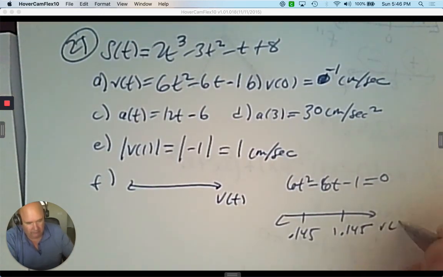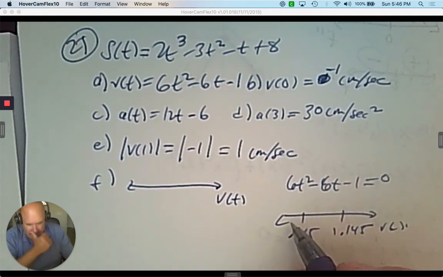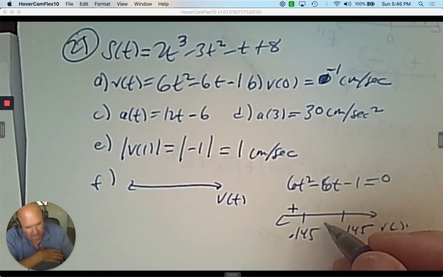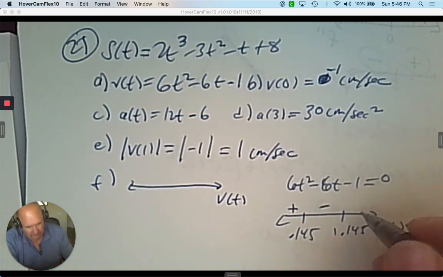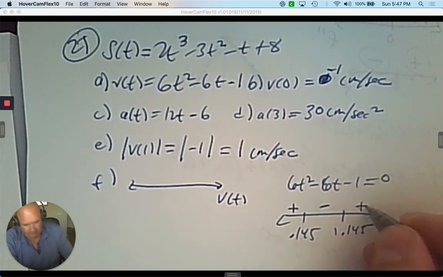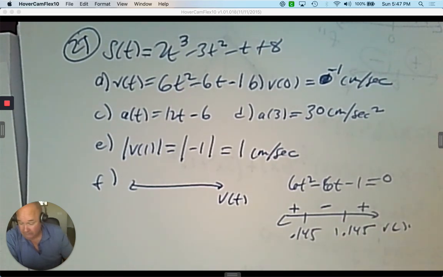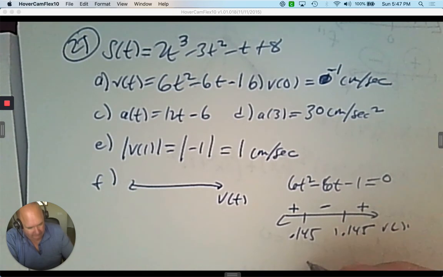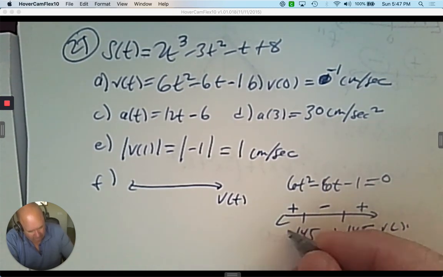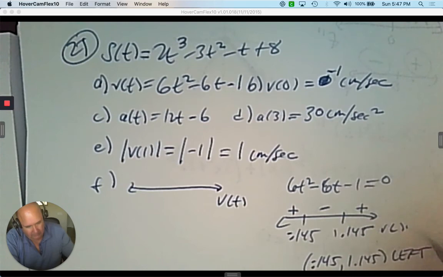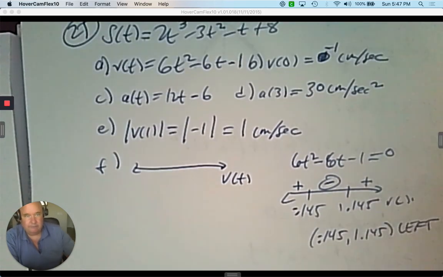This is the velocity. Plug in a number that's super negative, and the answer will end up being positive. Plug in 0, and you get a negative answer. Plug in a super big positive number, and you get positive. So it's positive, negative, positive. The question was for F, when is it moving left? So from negative 0.145 to 1.145. It is moving left because the velocity is negative.